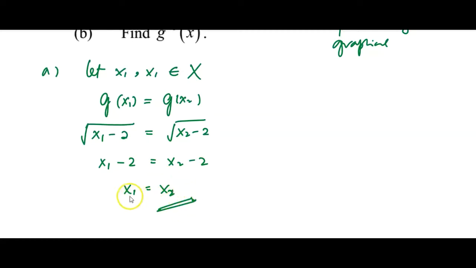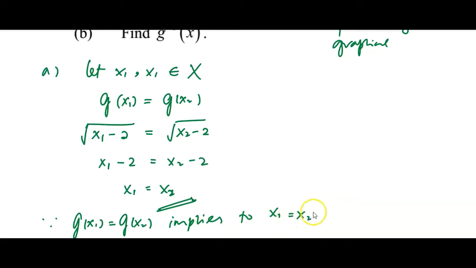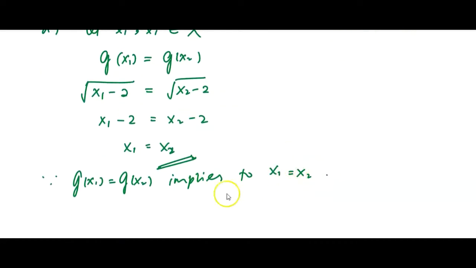This means that x1 equals x2, so you only get one value of x leading to one value of y. So we can say that since g(x1) equals g(x2) implies x1 equals x2, therefore, we say that g is a one-to-one function.